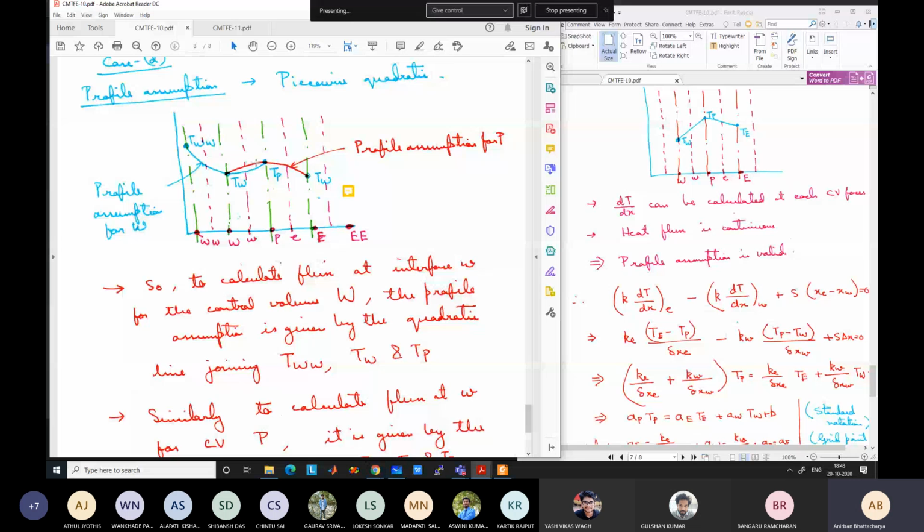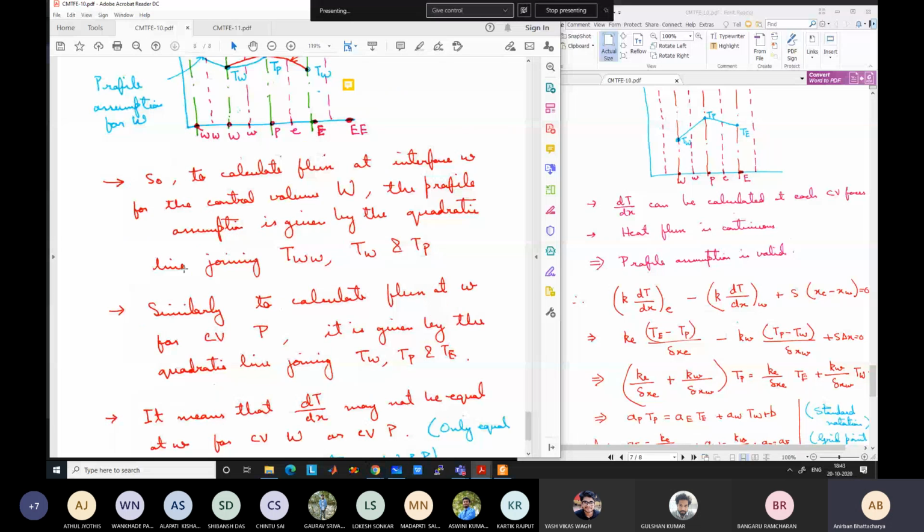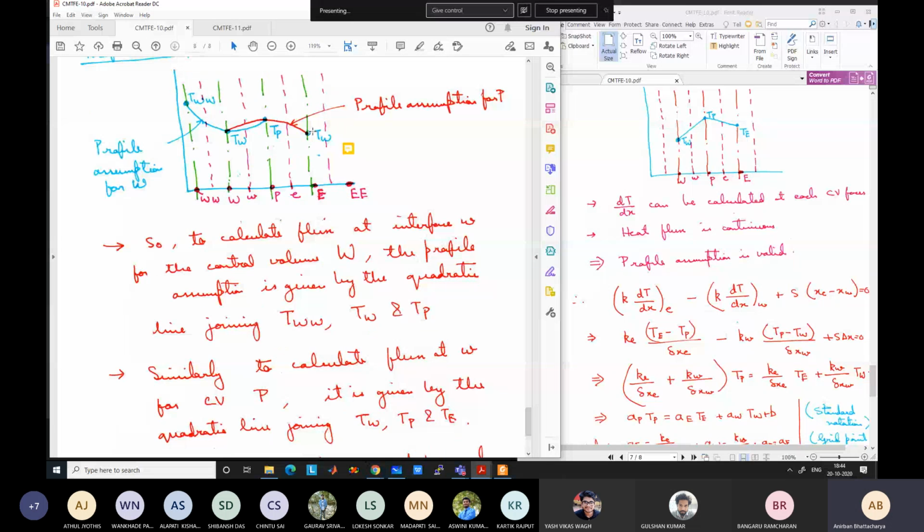You cannot arbitrarily take the profile assumption. But what is the main difficulty in this profile assumption? The main difficulty is that you do not know the solution, right? You do not know how the variation is. Here I am drawing something based on TWW, TW, TP, T east, but this is only arbitrarily drawn. I don't know what the actual values are. It could have been here. Without knowing any information about the temperature, we have to take the profile assumption. That is the difficulty.